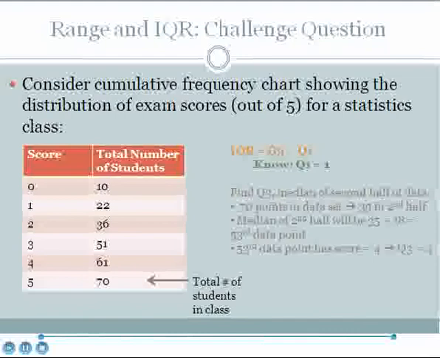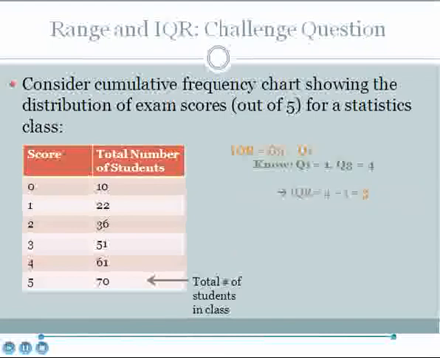The 53rd data point is equal to 4. We know this because a total of 51 students have a score of 3 or lower, and 61 students have a score of 4 or lower, meaning that the 53rd student must have a score of 4. Thus, Q3 is equal to 4.